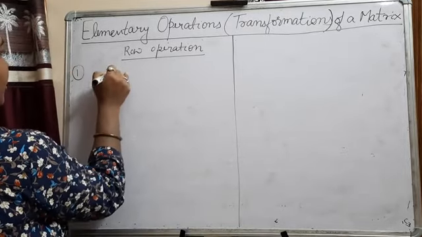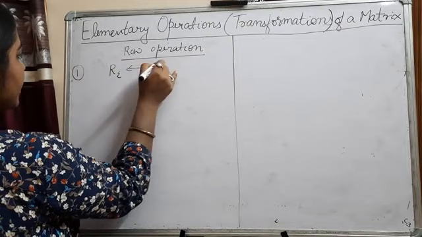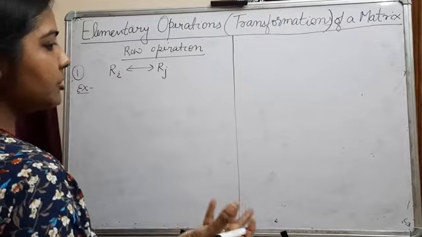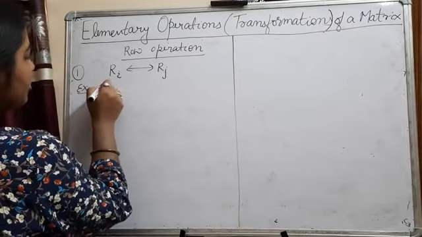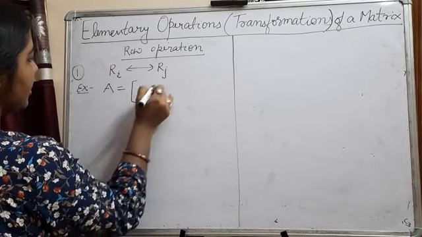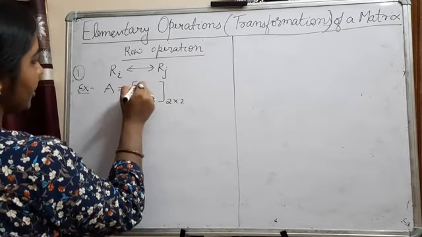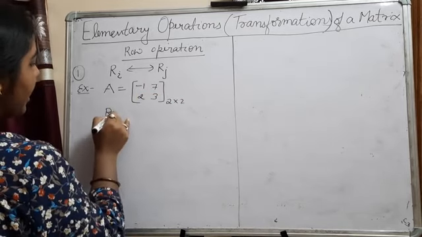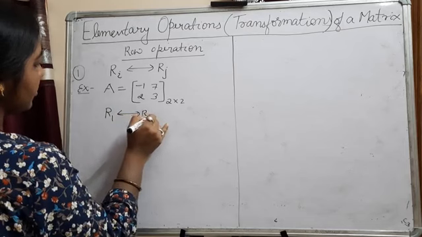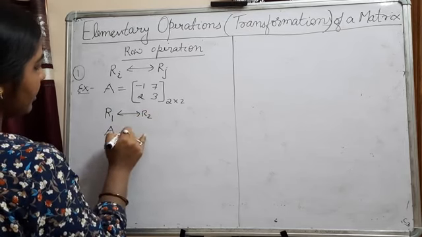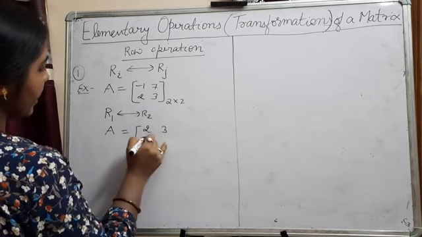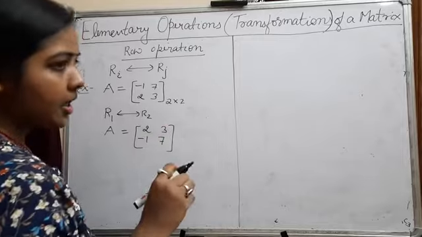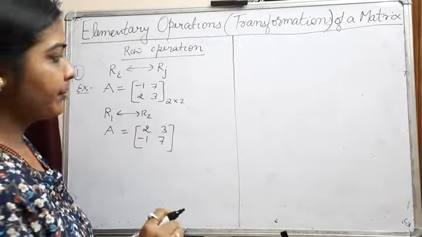That we have seen: Ri interchanging Rj. For this I am taking an example; we can interchange any 2 rows. This is the meaning. I am taking a matrix A of order 2 by 2: minus 1, 7, 2, 3. If I take R1 interchanging R2, matrix A will be 2, 3, minus 1, 7. We can take it like that. Why are we doing this? For finding the inverse of a matrix.